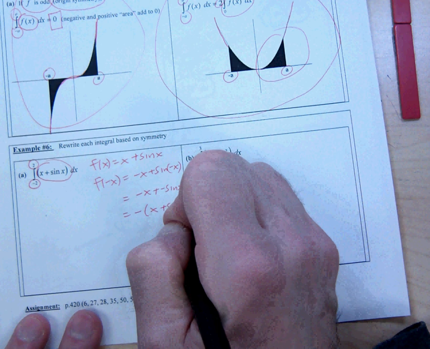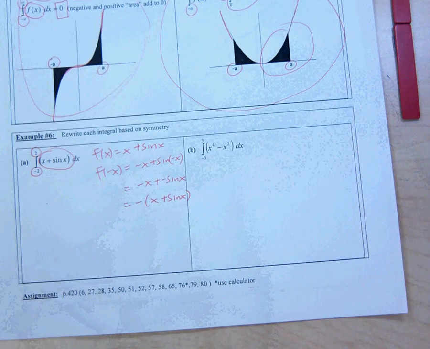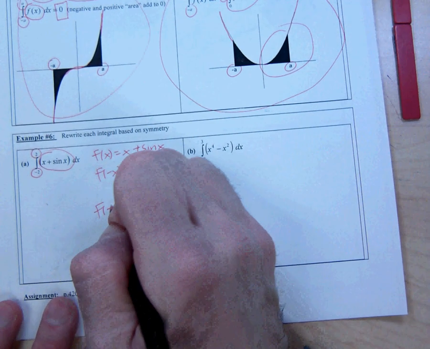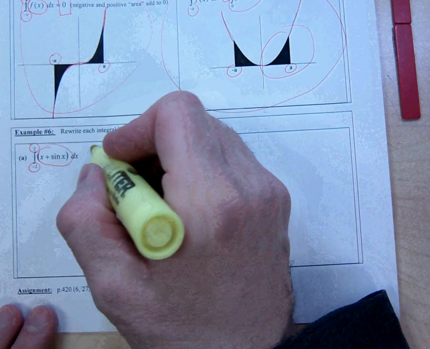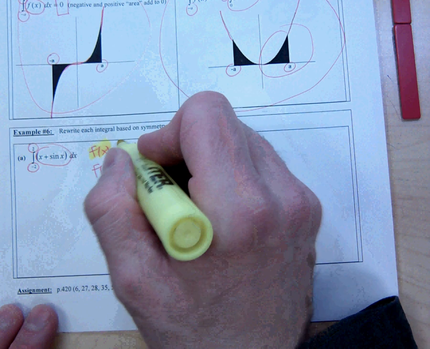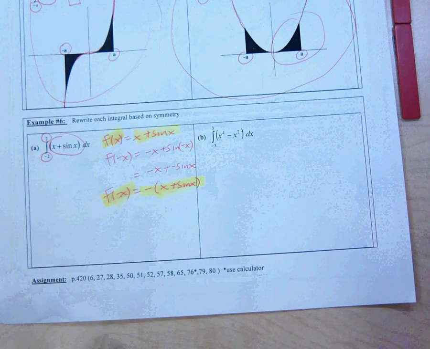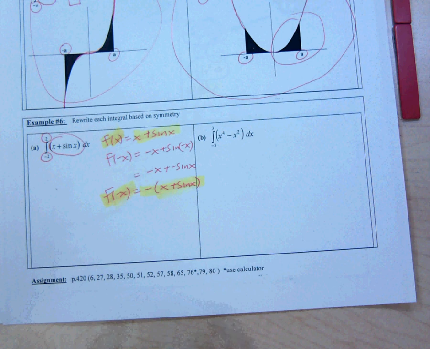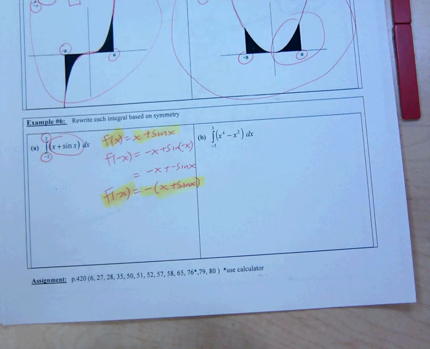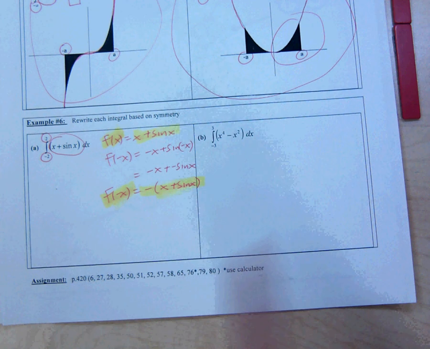Okay, so look what happened, guys. When you replaced x with negative x, and you compare that to that, how do those compare? Are they the same? No. So it doesn't have y-axis symmetry. Are they complete opposites? Yes, which means it has what? Origin symmetry.